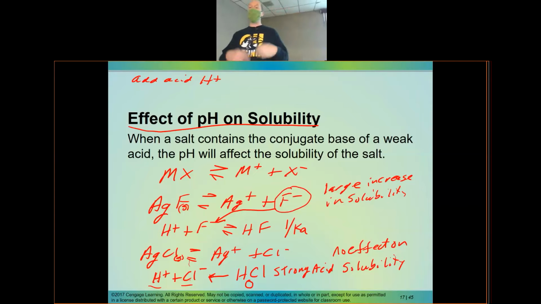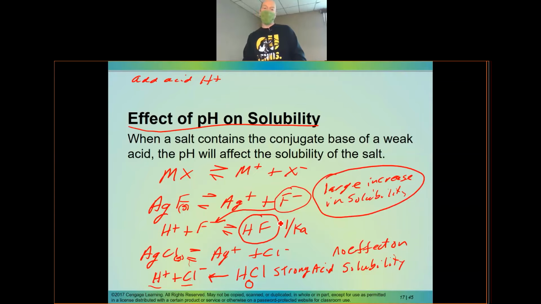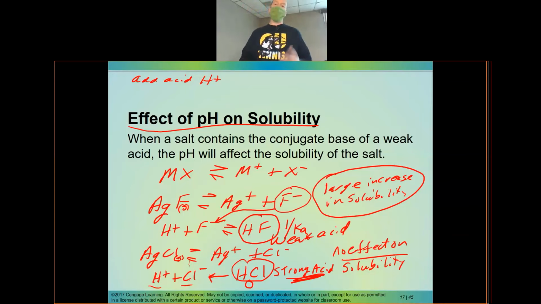You would have a huge increase in solubility if you added acid to the AgF. Again, if you are forming a weak acid, you're going to have a large increase in solubility. If a strong acid is formed, you will have no effect on the solubility. It will not change the solubility at all. And so when the question says which one of these has a larger effect in solubility when you add acid, you have to see if you're forming a weak acid, that one's going to have the greatest effect.